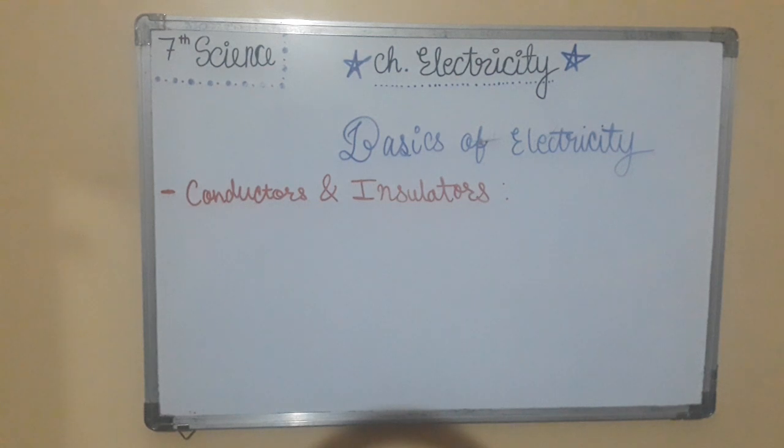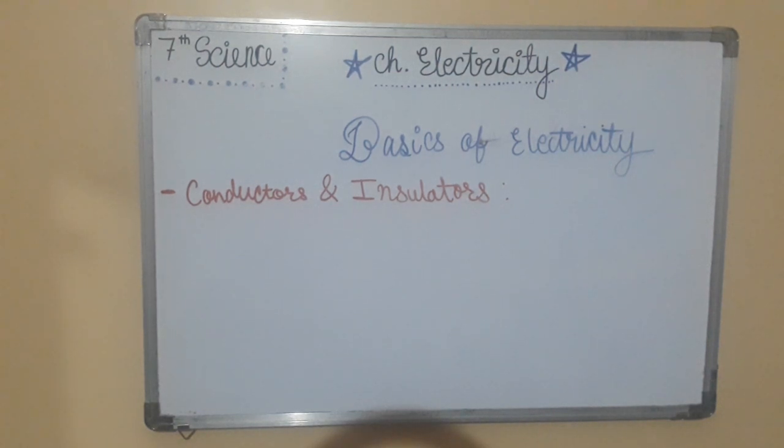Today we will learn Class 7th Science Chapter Electricity Part 2. In this part we will learn conductors and insulators. First, conductors. Electrons coming out of the influence of an atom are called free electrons.